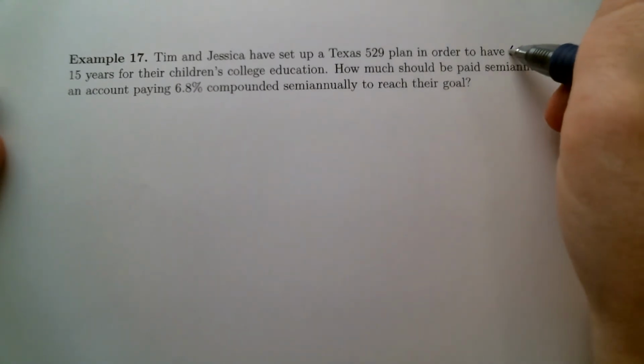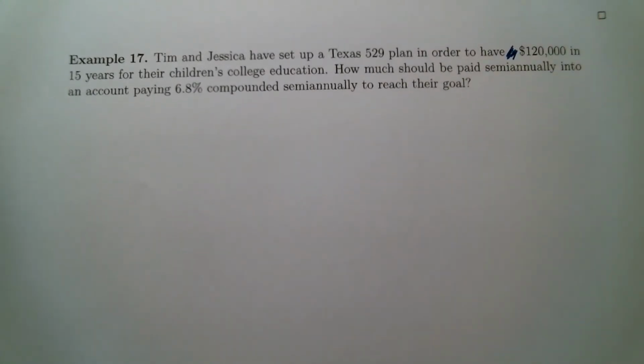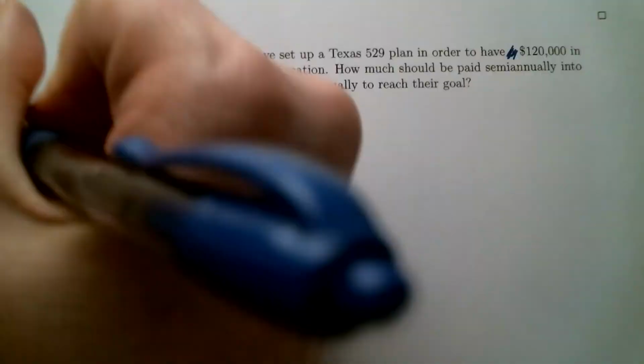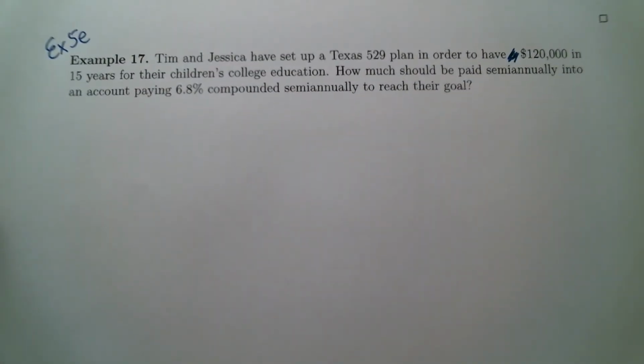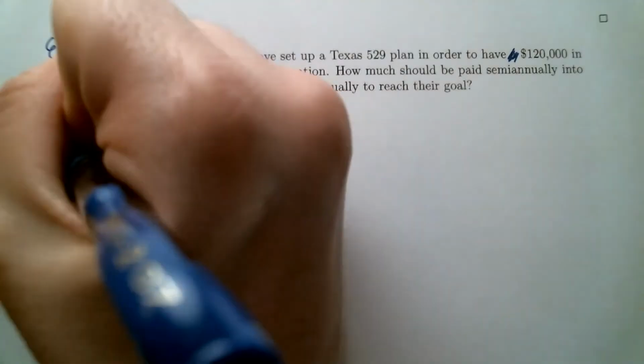So let's scratch out this unneeded A. All right, so this was example 5E, okay? So back when we looked at it, we decided this is future value of an annuity, okay? Let's write down the formula and then we'll talk about why.